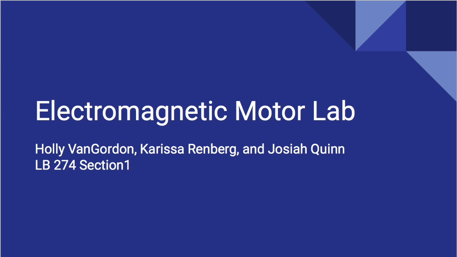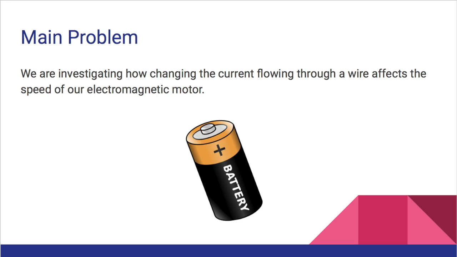This is our video lab report for our Electromagnetic Motor Lab. We are investigating how changing the current flowing through a wire affects the speed of our electromagnetic motor. To do so, we changed the size of the battery we use to run the motor. This changed the current. We used 3 different batteries: a D cell battery, a C cell battery, and a AA cell battery.